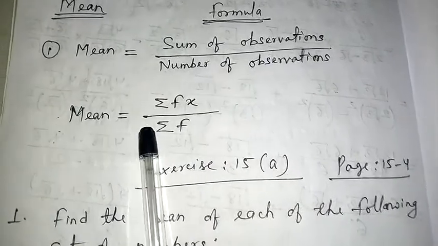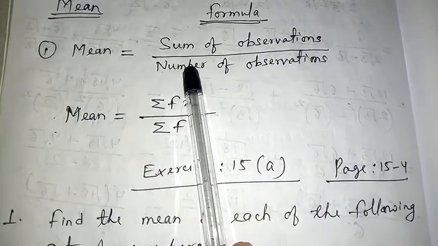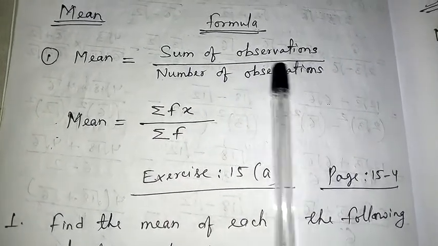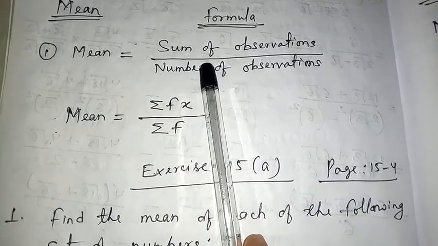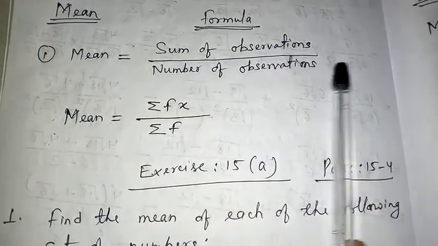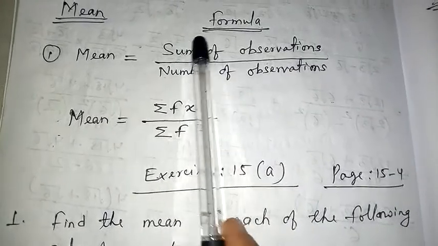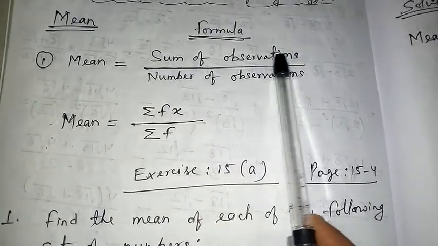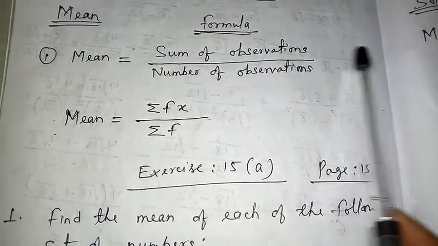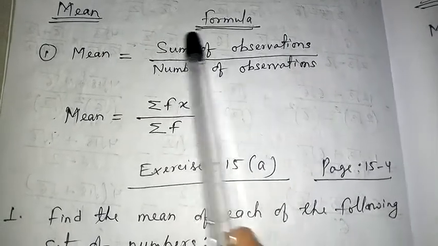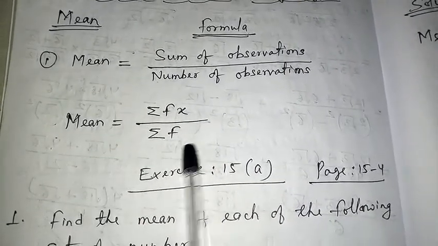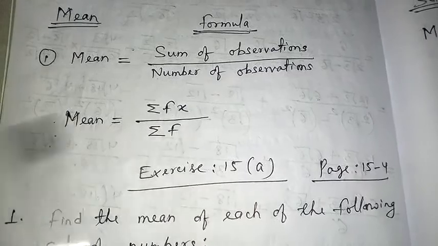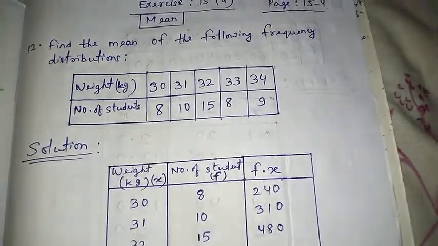This formula is used when the number of observations is huge. Suppose there are 10, 12 observations, very easily we can add. But if there are 100 observations, how can we add so many observations in one line? It will be very difficult. So for such a situation, we will use this formula. So the time has come to use that second formula of mean.